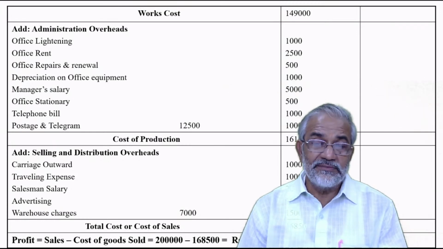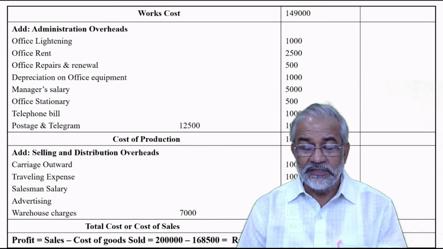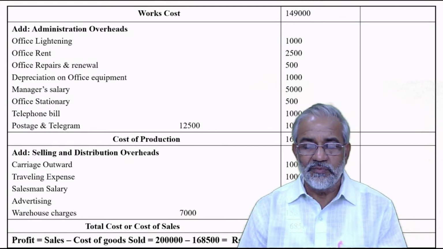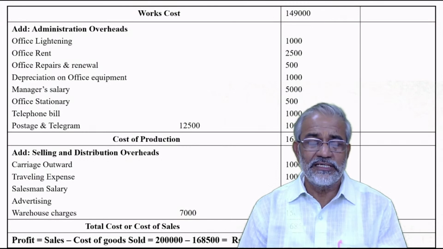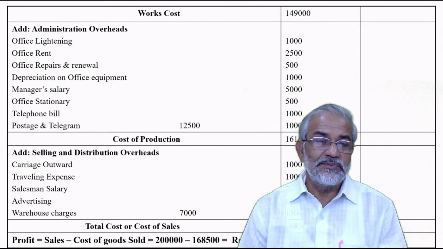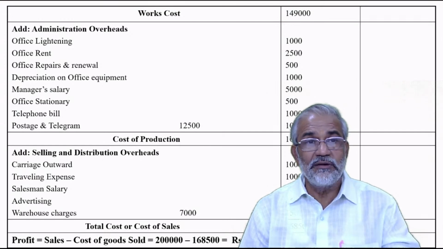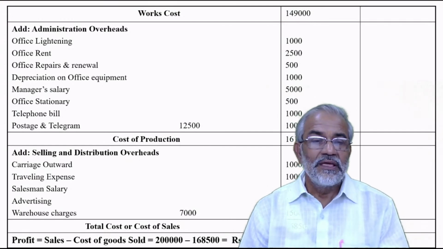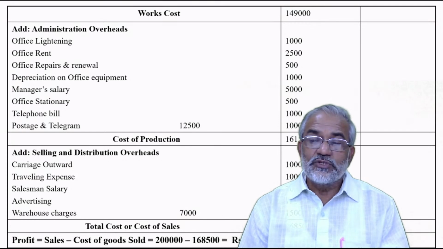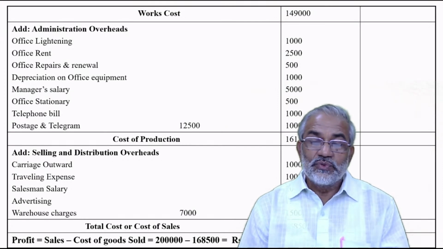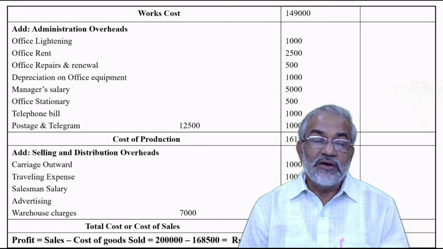If the salesman is traveling from one place to the other for the purpose of propagating or collecting orders, etc., his traveling expenses will come under the selling and distribution overhead. Otherwise, these traveling expenses will come under administrative overhead. Traveling expenses was 1,000 here, so that is disclosed here as 1,000. Salesman's salary is 2,000 as given in the question, so 2,000 is taken here.